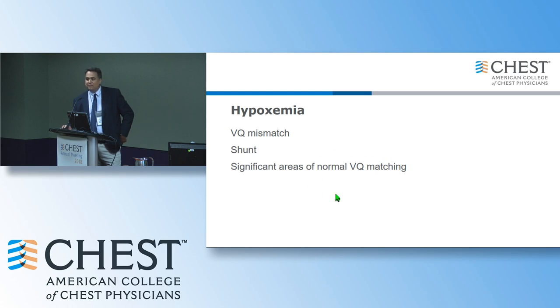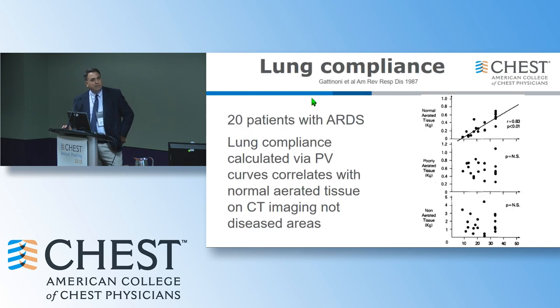Now remember, this is the 1970s, going to bring up the concept of the baby lung. Maybe it wasn't called the baby lung yet, but the theory was at least being developed in the 70s, where they were showing that there were some areas of normal VQ matching.